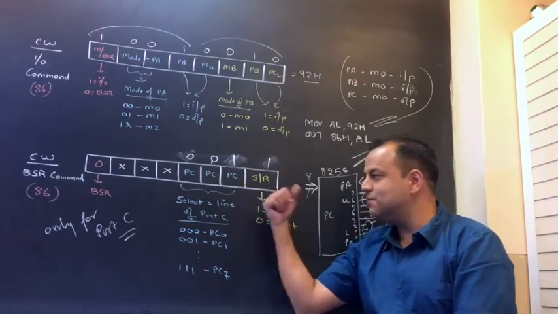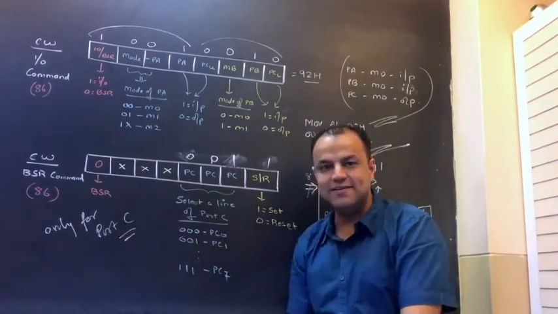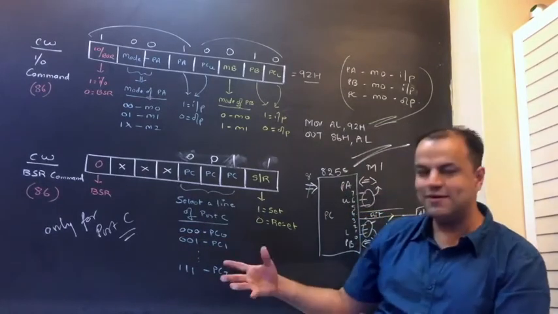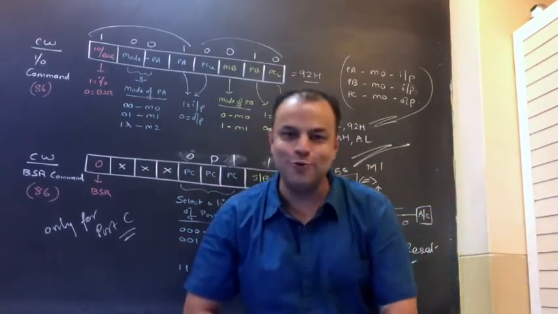This decides the line number, this decides what you want to send, this decides that it's BSR command, and these 3 bits are don't care. That's your IO and BSR command. I hope you understood all of this.